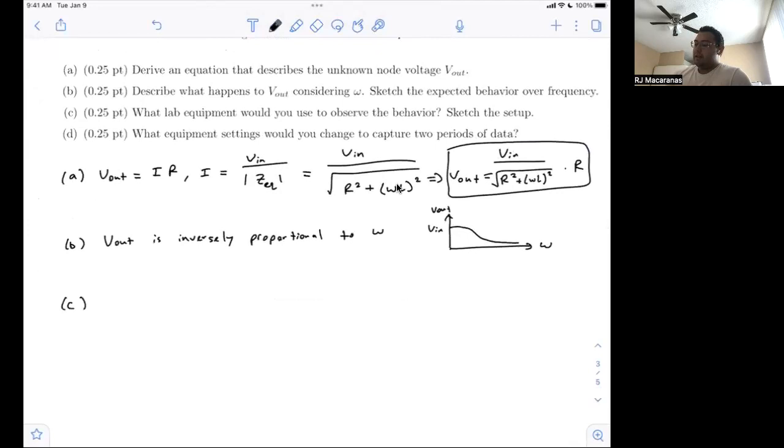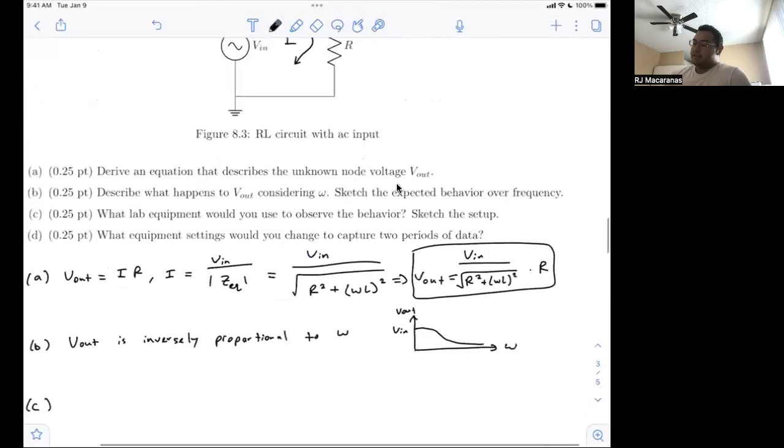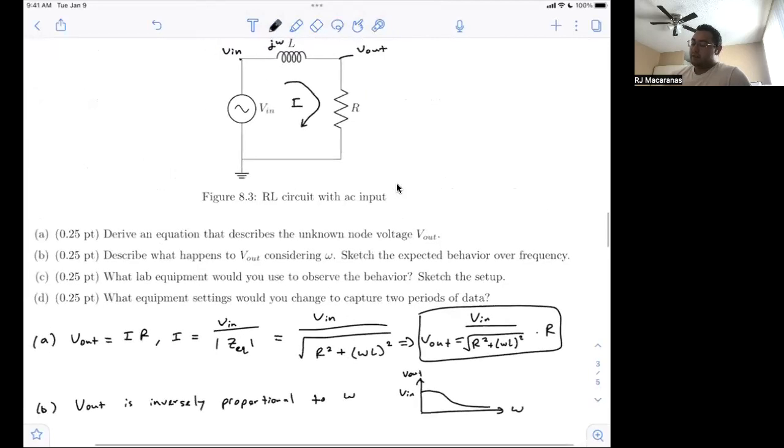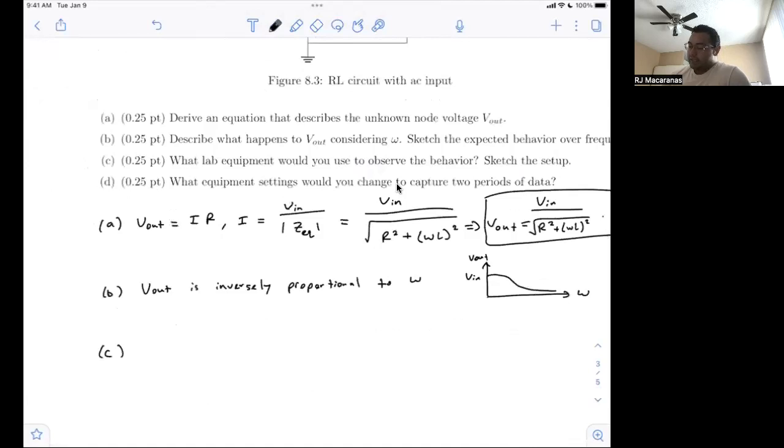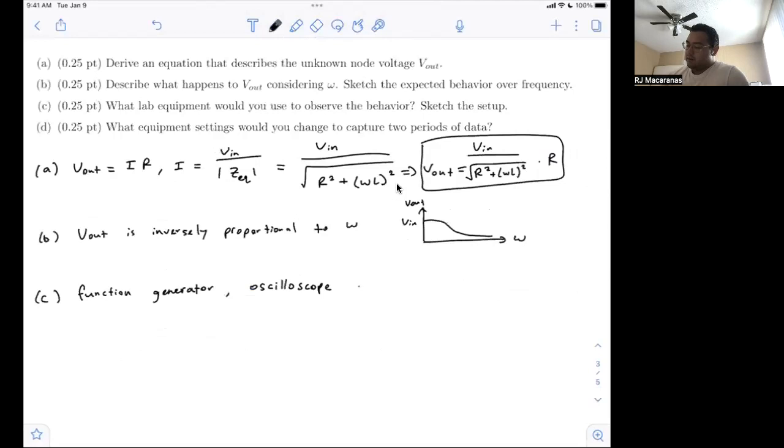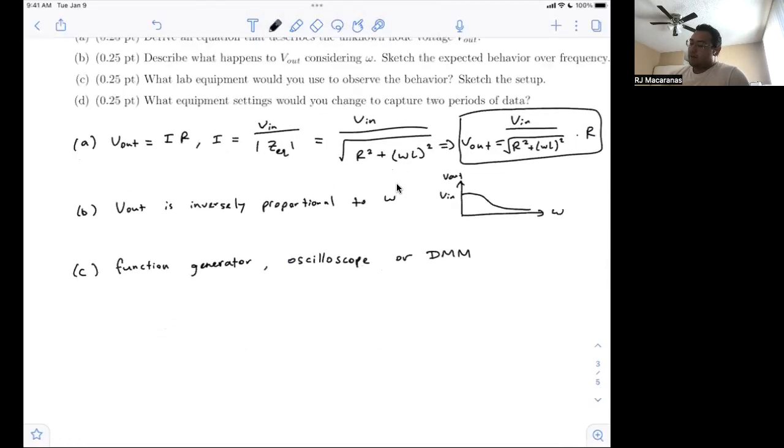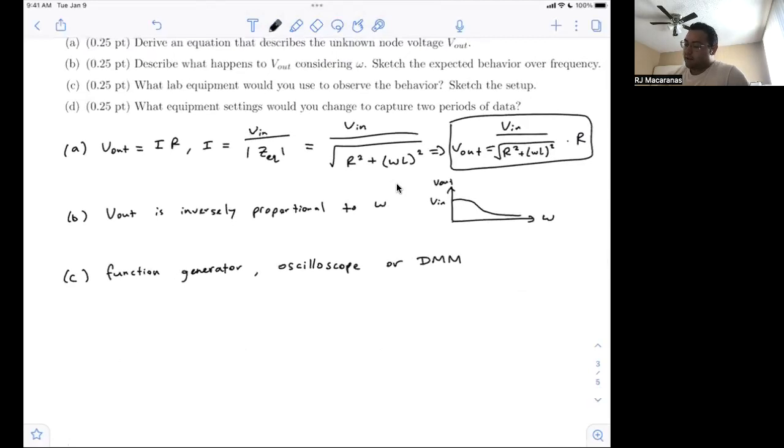So looking at part C, what lab equipment would we use? So we're going to be looking at something that's changing over time again. And we're also using an alternating current source. So that should be a clue that you'll need a function generator. And you'll need an oscilloscope. Right? Or a digital multimeter, right? We could also measure the voltage level. But I'm just going to draw it with the oscilloscope because I see the next question asks about 2 periods of data, which is something that you can only do with an oscilloscope anyway.